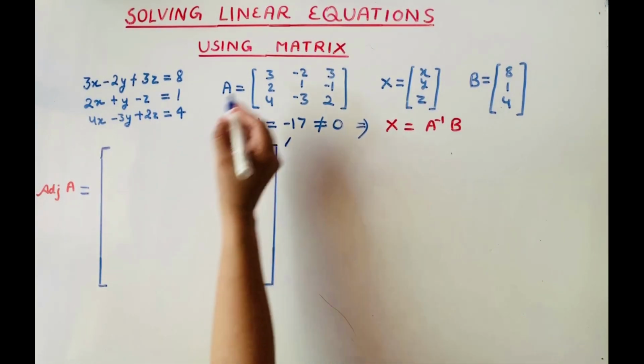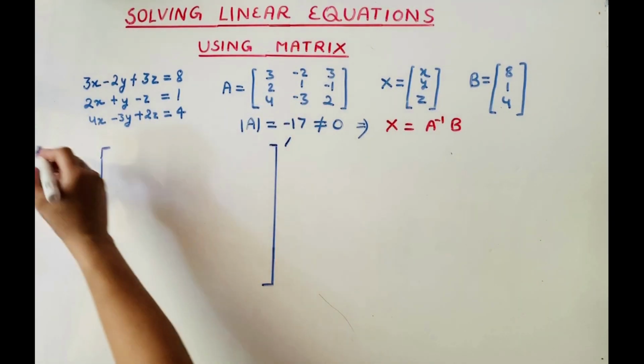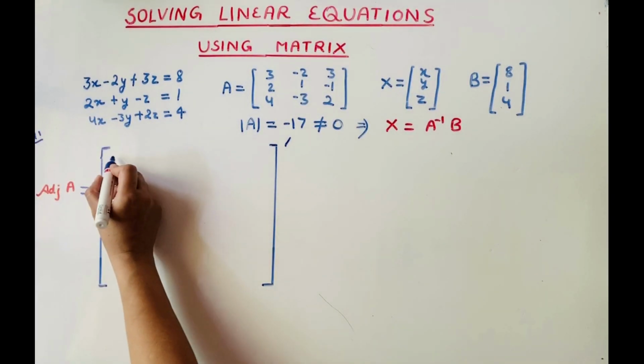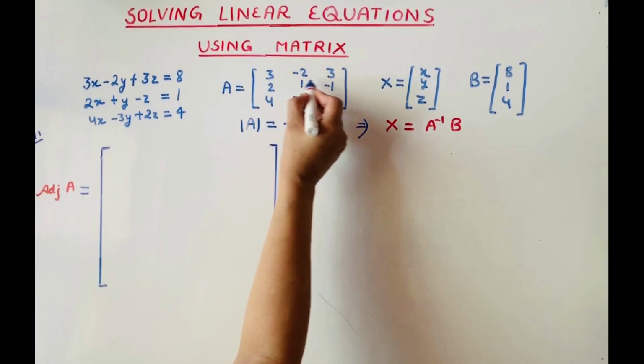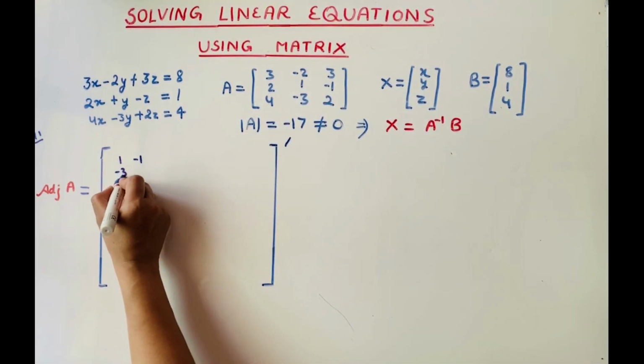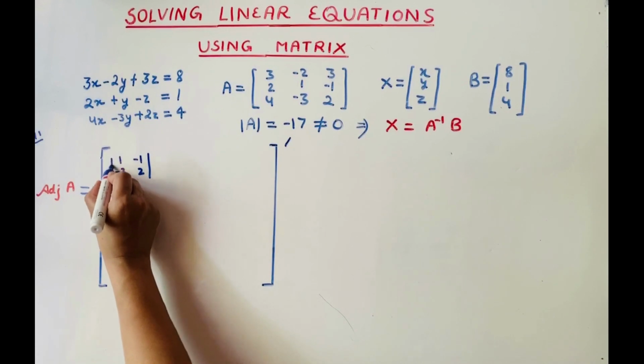So for doing this, for C11, 1 plus 1, the sum of these two is even, so it is positive. Here the first one will be: you have to remove the first row and first column. So what elements will you get? You'll get 1, minus 3 and 2. So you can write it like this.